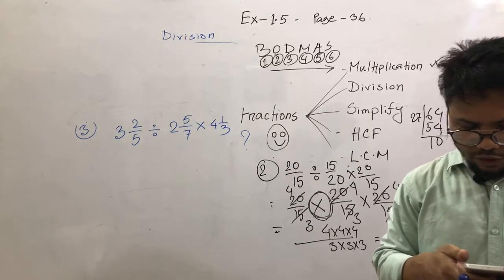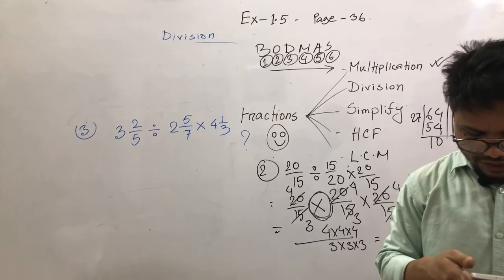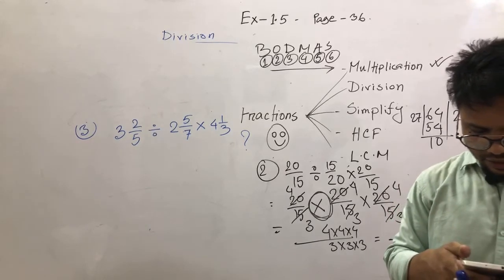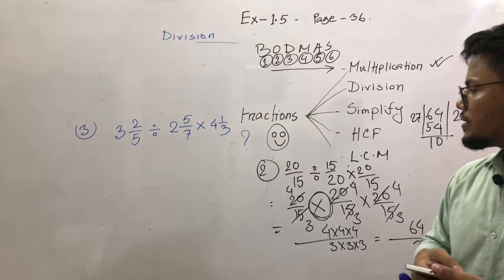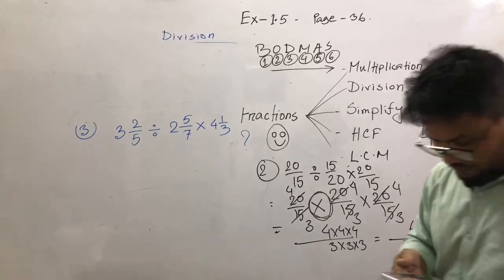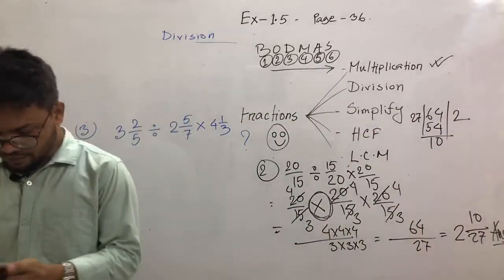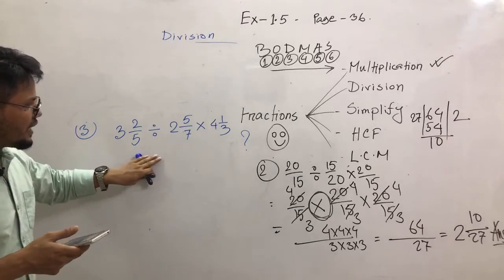Two whole 10 by 27. Maximum students are writing number 3. Oh my God, you are changing the answer. Okay, dear students, please write.